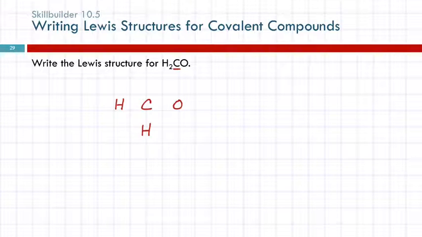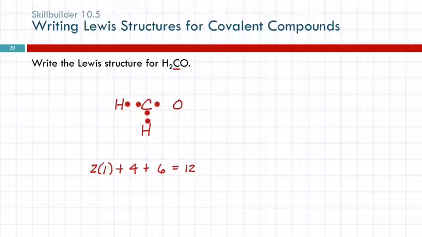And then I'm going to count electrons. Each hydrogen has 1 valence electron, and there's 2 of those. The carbon has 4 valence electrons, and the oxygen has 6. So now we've got 12. So I have 12 dots. We're going to start out by making bonds. So there's 2, 4, 6. I'm going to put lines there.